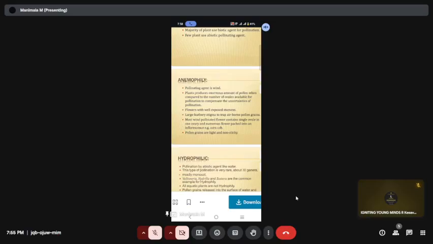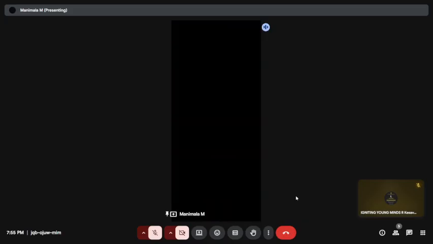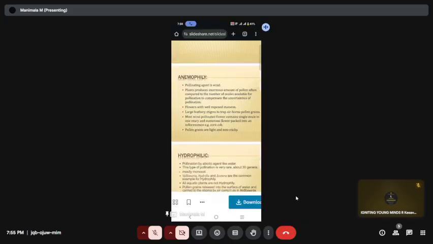In these plants, non-essential parts may be absent. We have two types: essential parts and non-essential parts. Essential parts are the parts involved in reproduction. The parts not involved in reproduction are called non-essential, for example calyx and petals. Whether these are present or not, it is not a matter for wind pollination.